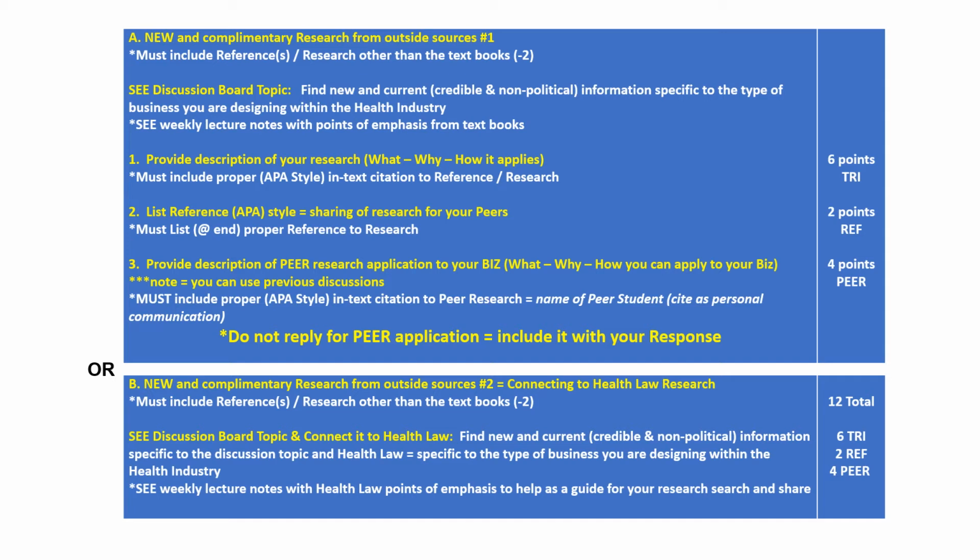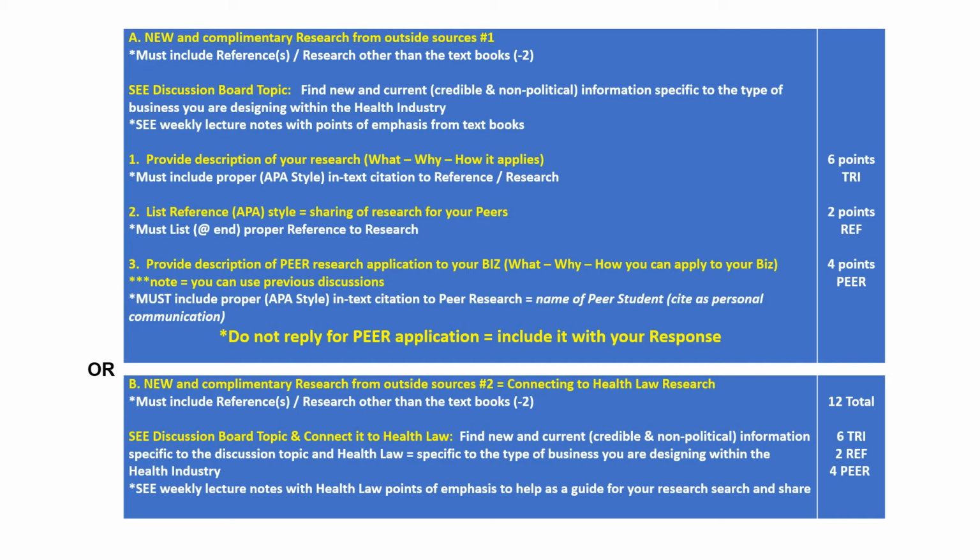Number one, the first thing you're going to do for 6 points is provide a description of your research. What it is, why you selected it, and how it applies to your business design or your business area. You must include an in-text citation to the research that you got this information from. Point number two, you need to do a proper APA style listing of that reference so that you can use that in future projects, but also so that you can share that information with your peers and they can use it.